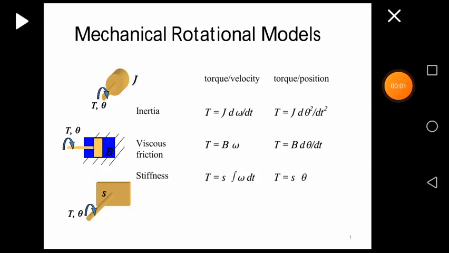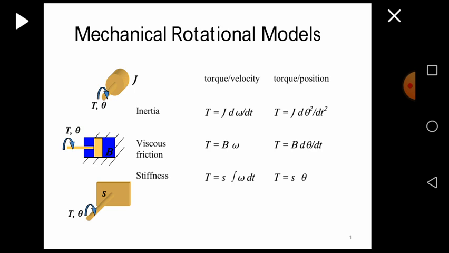Hi everyone. In this session, we are going to see about the mechanical rotational model. In previous sessions, we have seen the mechanical translation model and how to get a transfer function for mechanical translation models. In this session, we are going to see how to write an equation for a mechanical rotational model and how to find the transfer function of mechanical rotational models.